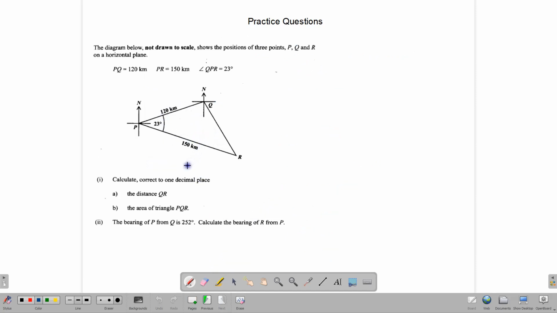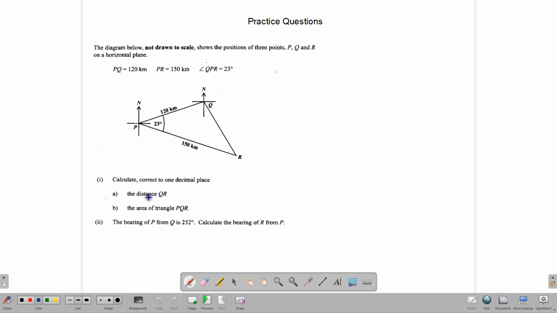So like I said, sometimes the question will be drawn for you. A lot of times, the questions have all been drawn. But sometimes you may be asked to draw or fill in missing parts of the diagrams. So be prepared either to draw it or to use the drawn diagram to get what you want. Now, this one has some distances here. PQ is 120 kilometers. PR, we see that. And we have QR, and we have the angle 23 degrees here.